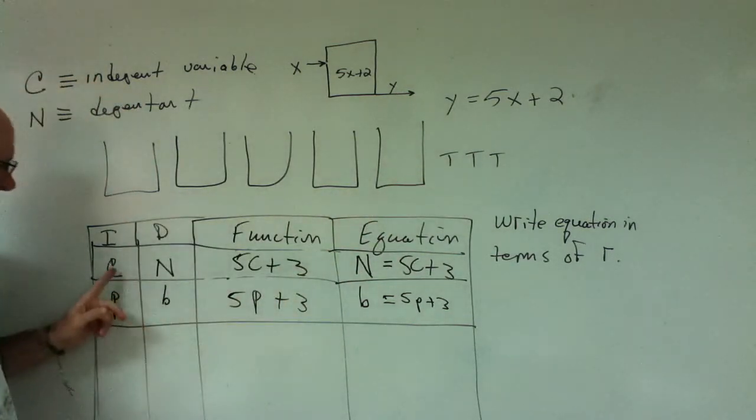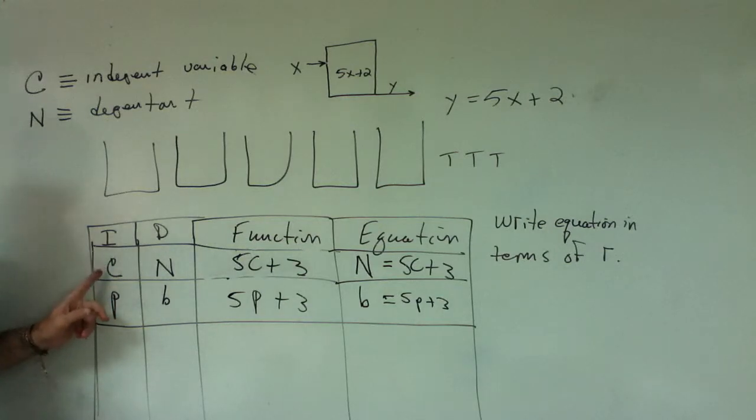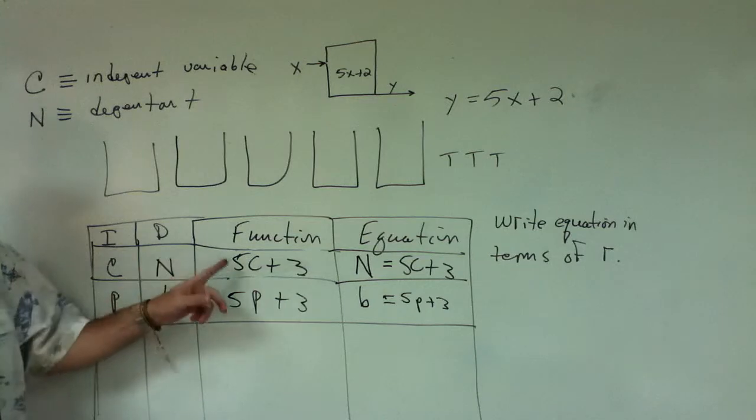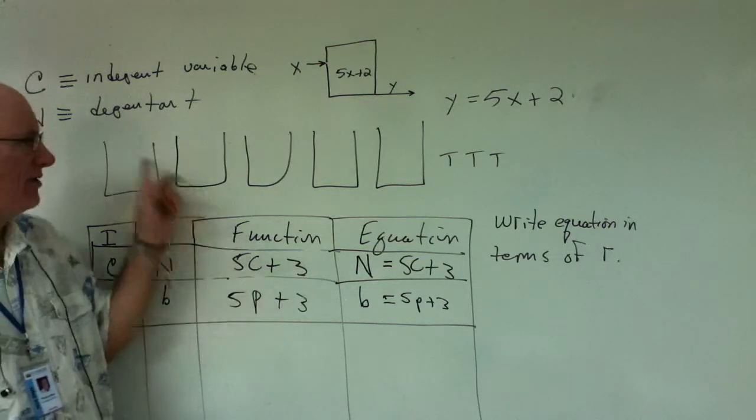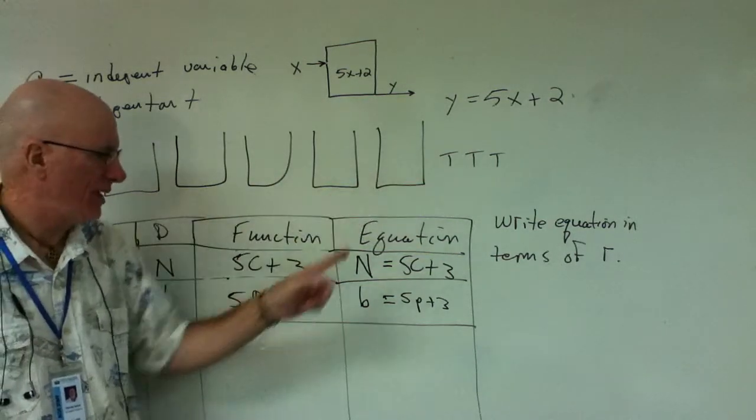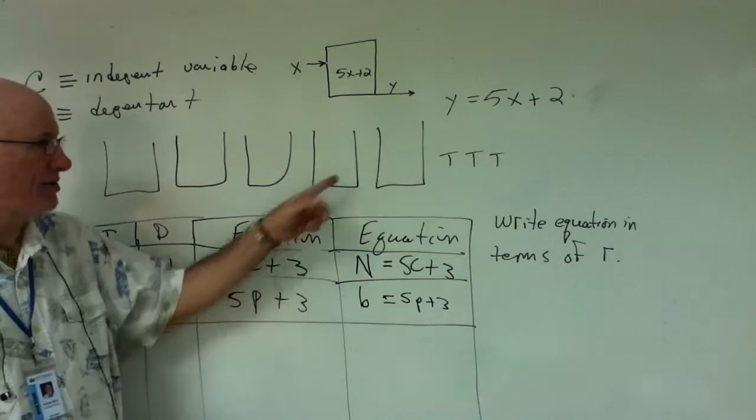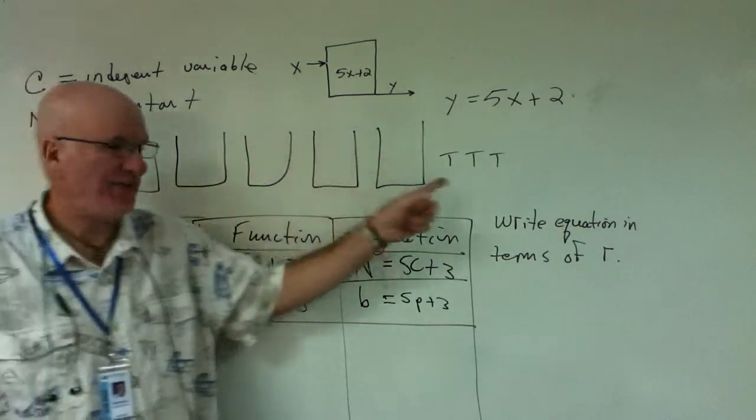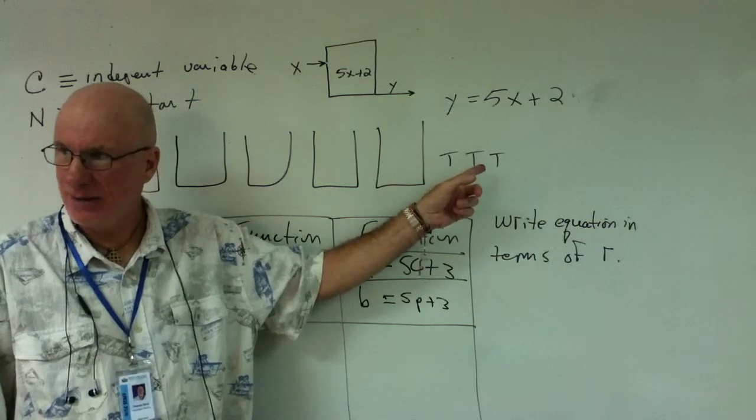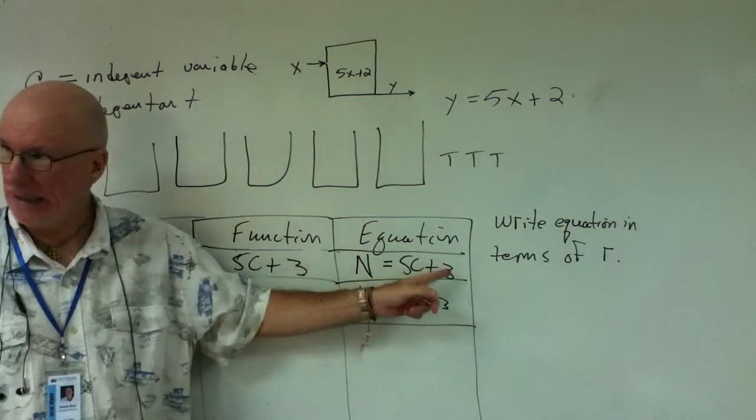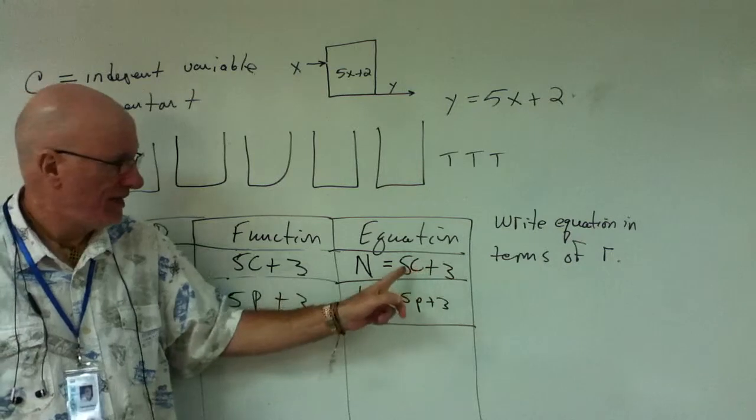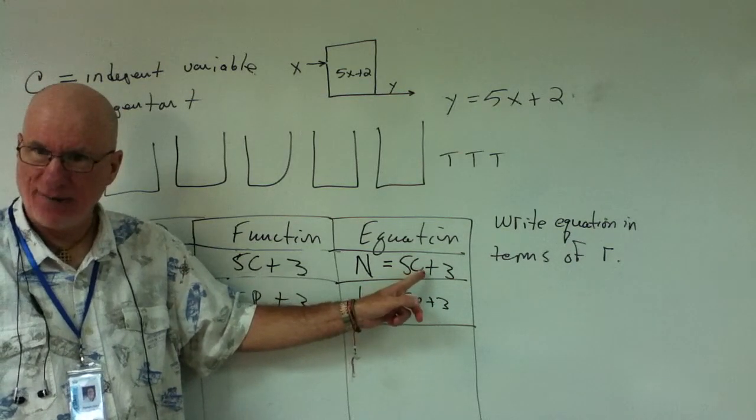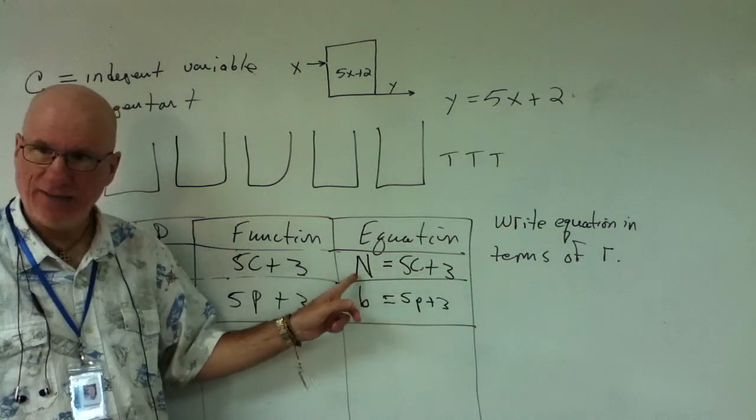Now, if the independent variable is C for cups and the dependent variable is N for nails, we came up with that equation. 5C plus 3, because there are definitely 3 nails. There are unknown number of nails in the cups, but there are definitely 3 nails here, correct? That's how we have the plus 3. Yes? These are variables. They can vary. That's the independent variable. That's the dependent variable.